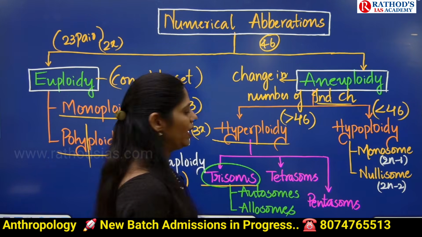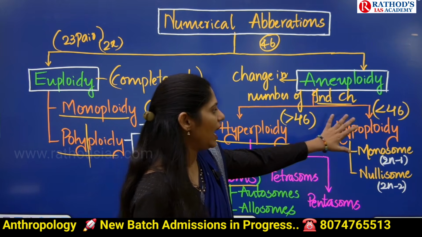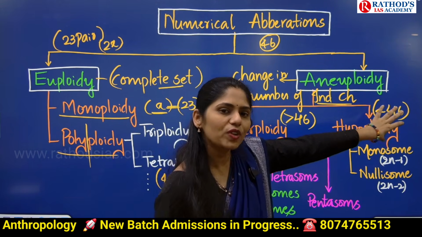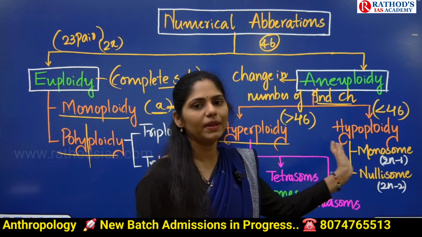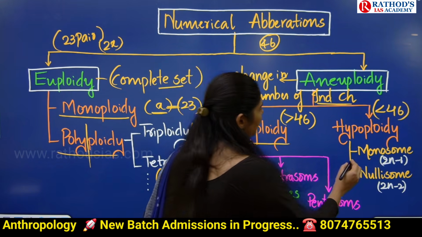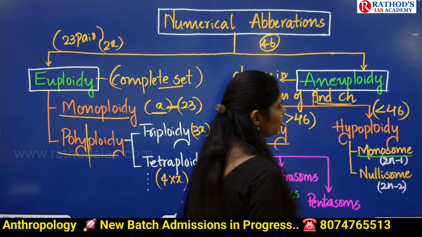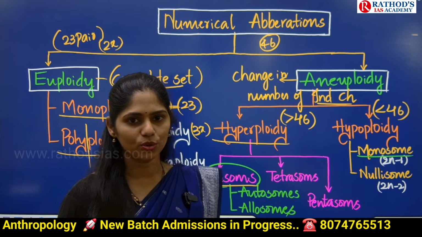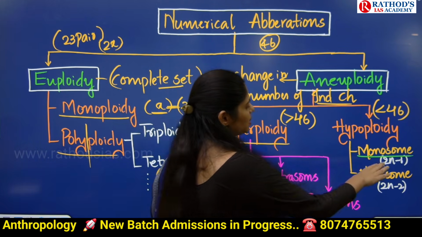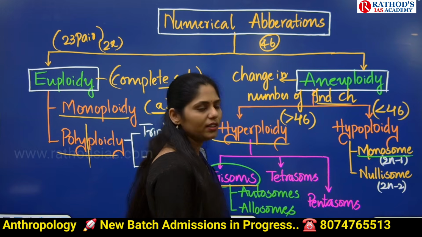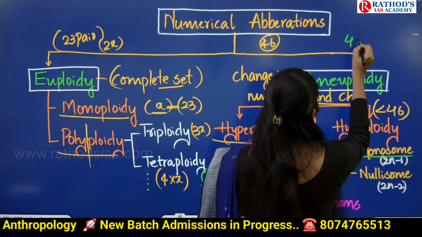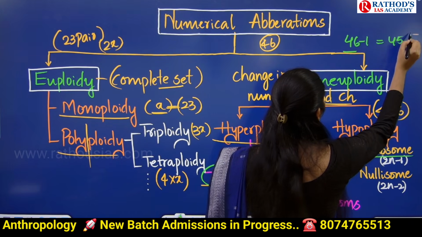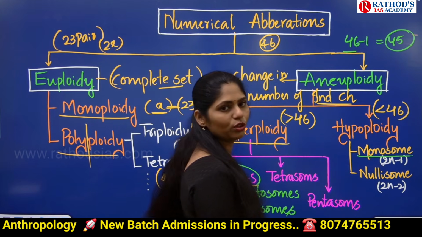And now let us see one more condition. We have hypoploidy. Hypo means whatever the number of chromosomes we have, we will be having less than that. Okay, so in this we have monosome. Monosome means nothing but we are having a deficiency of one chromosome. That means 2x minus 1 or 2n minus 1. That means normally we need to have 46 chromosomes minus 1. That means we have only 45 chromosomes.